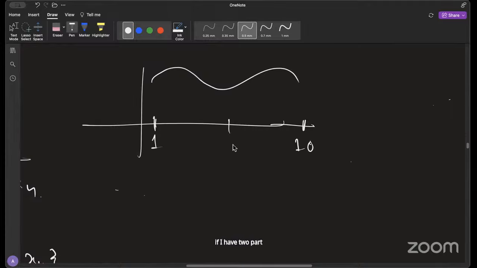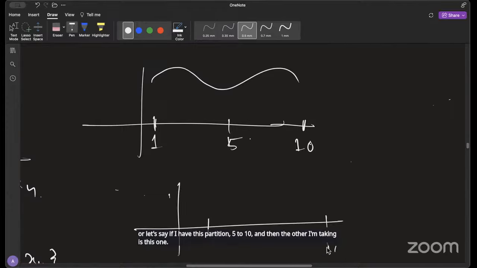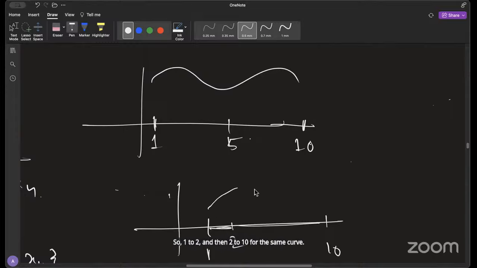If I have two partitions, or let's say this partition 5 to 10, and then the other I'm taking is this one, 1 to 10, and this time I'm taking 2. So 1 to 2 and then 2 to 10 for the same curve. If I take the middle point to be this, or the point that we take, x1 star and all, so if this is that point and this is the other point, then the area would be this, right? This is the height that you have to take.